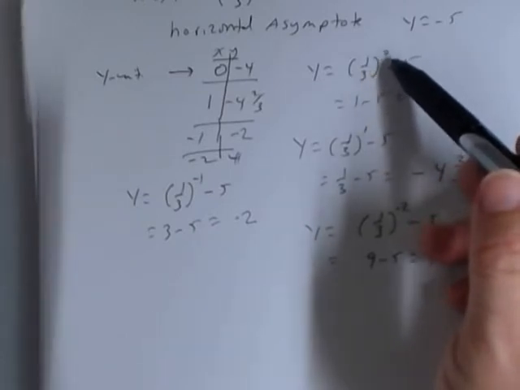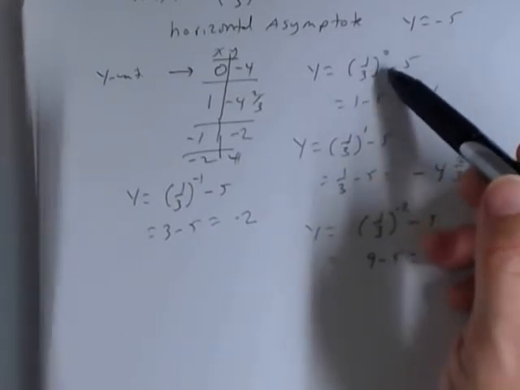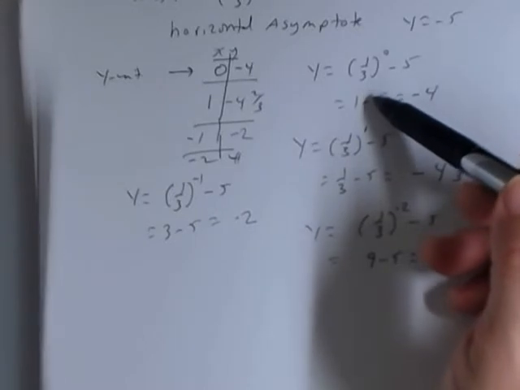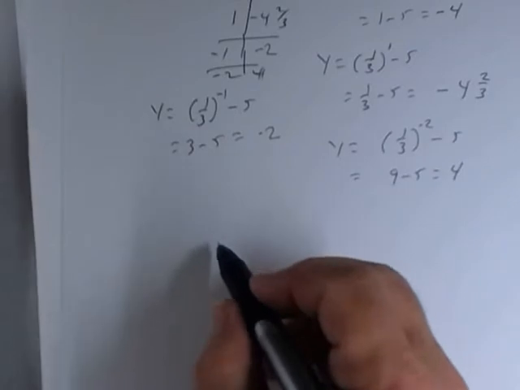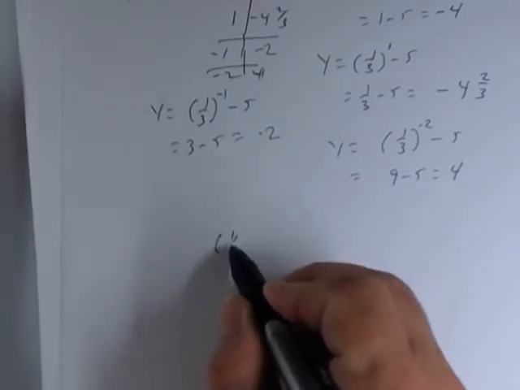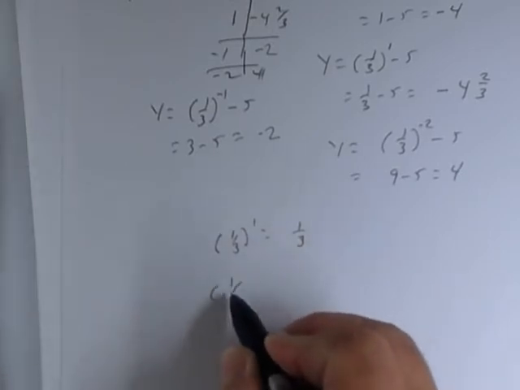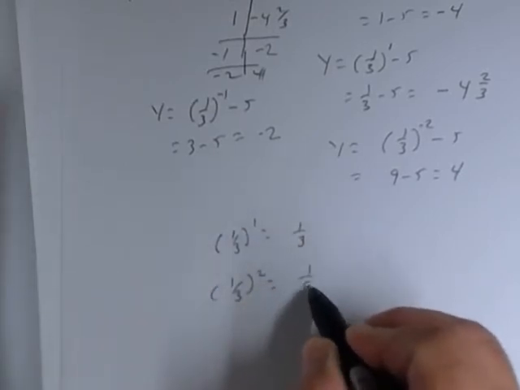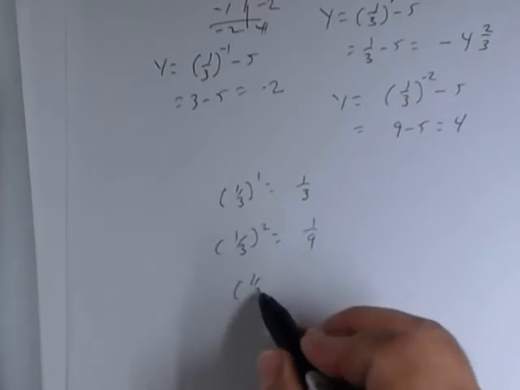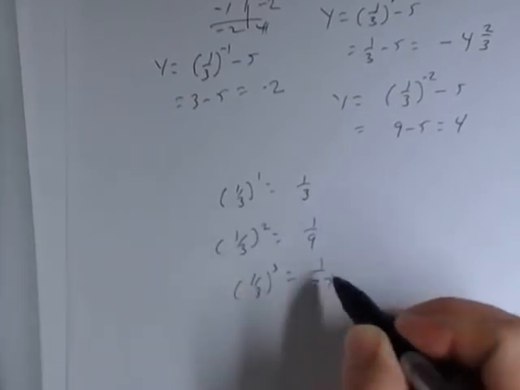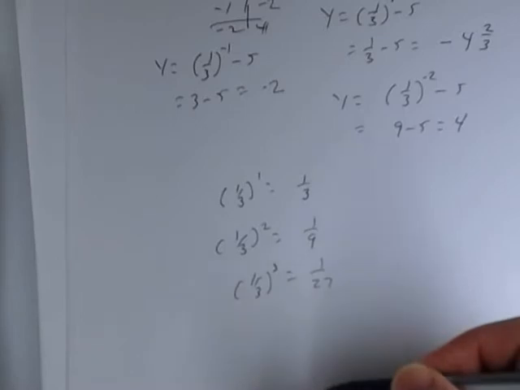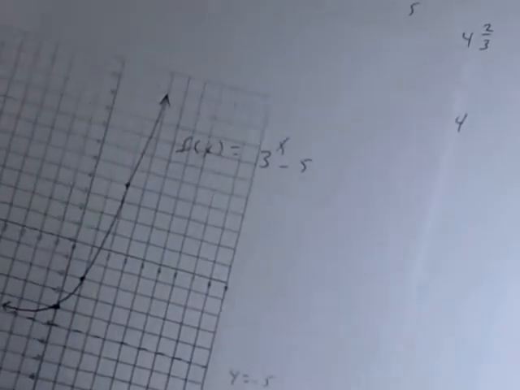Whereas over here, when I keep raising 1/3 to a bigger power, what's happening to this fraction? It gets smaller, because watch what I'm talking about. 1/3 to the first power is what? 1/3. 1/3 to the second power is 1/9. 1/3 to the third power is 1 over 27. What's happening to these fractions? They're getting smaller and smaller and smaller. So that's what's happening here.